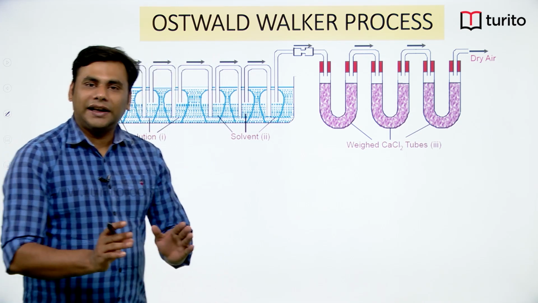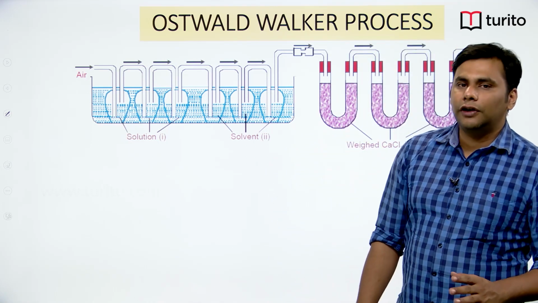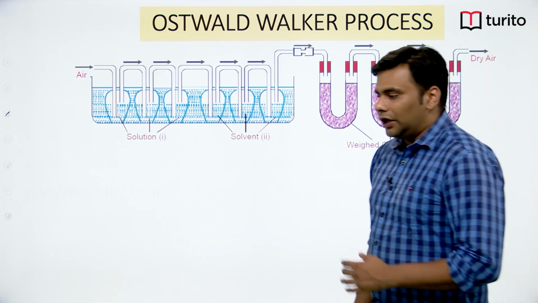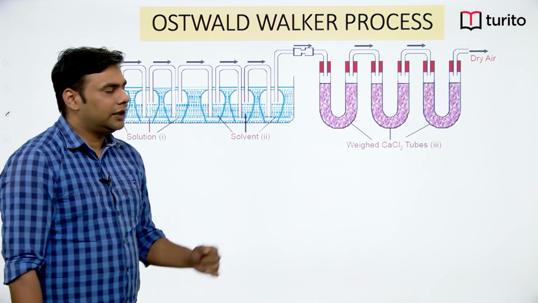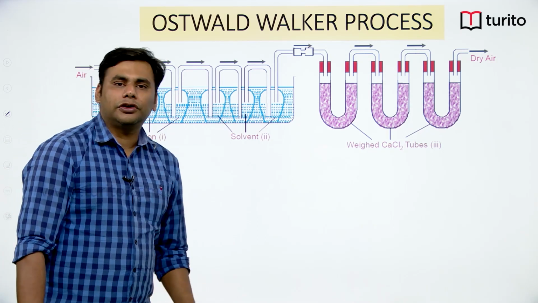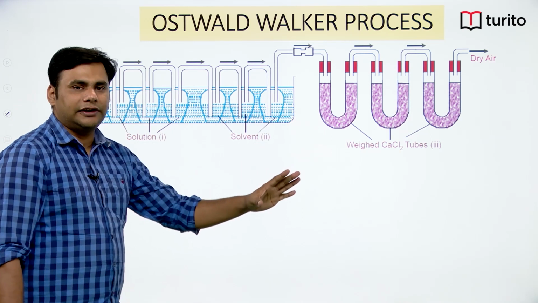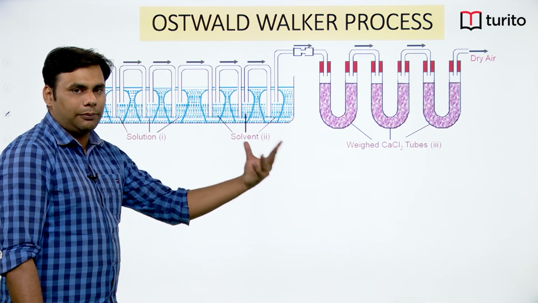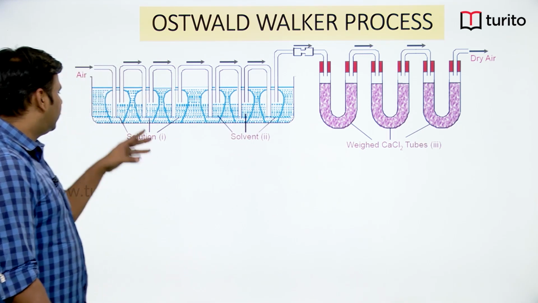Now the practical way of measuring the relative lowering of vapor pressure is done through the Ostwald-Walker process. If we want to check the relative lowering in vapor pressure, we need to do it through a process known as the Ostwald-Walker process. Now what exactly happens in this process, and how we get the relative lowering in vapor pressure through this method, will be explained in just another 3 minutes. So just look at this.